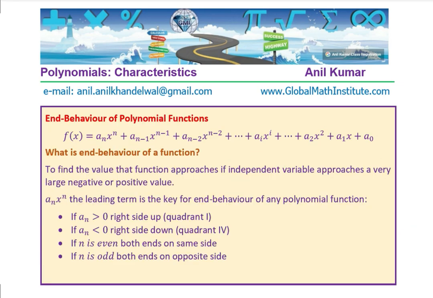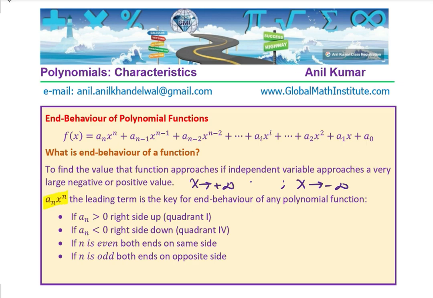Now here, I have summarized all these things in points. You can pause the screen and read it out. So you know what a polynomial is. And what is end behavior? To find the value that the function approaches if the independent variable approaches a very large negative or positive value. That is what end behavior is. So basically, we have to only figure out what happens when x approaches positive infinity or when x approaches negative infinity.